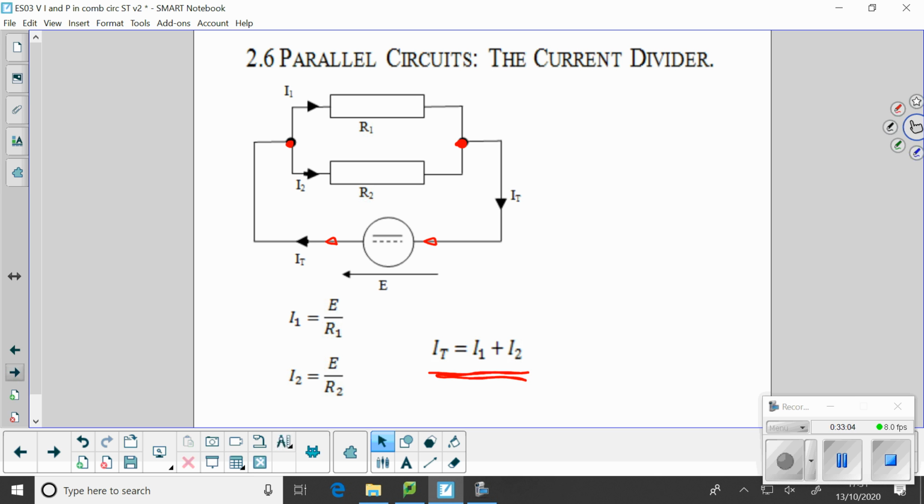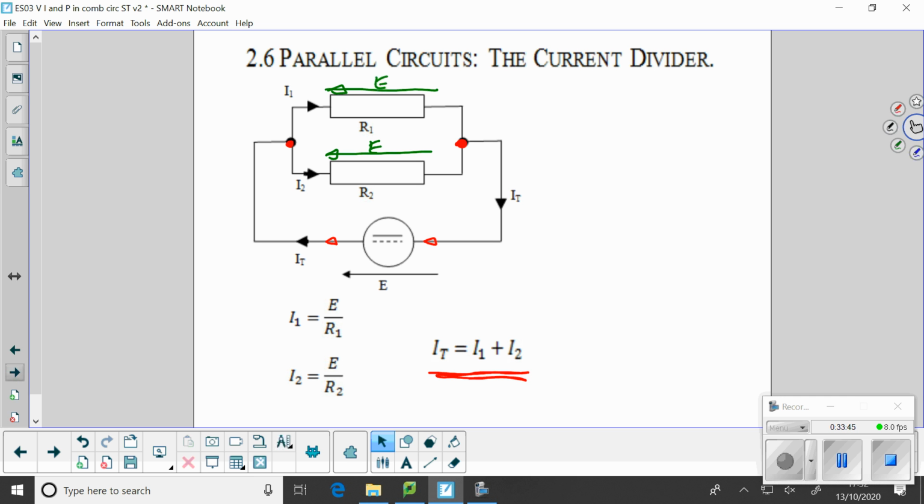In terms of voltage, all of that wire there is at the same potential. Electrically, if I want the voltage between there and there, I can put it anywhere on those wires, and it's exactly the same place, in theory, because these wires haven't got any resistance. So each of those two resistors has the voltage E across them. Both the same, so the smallest resistor is going to get the biggest current, because current comes from E divided by R.